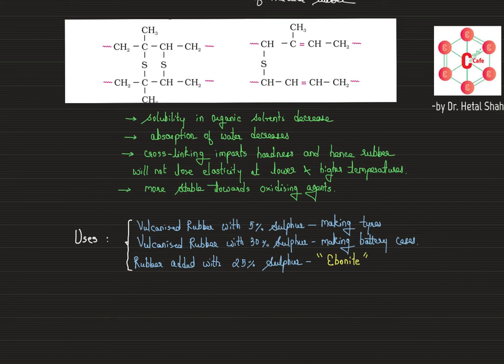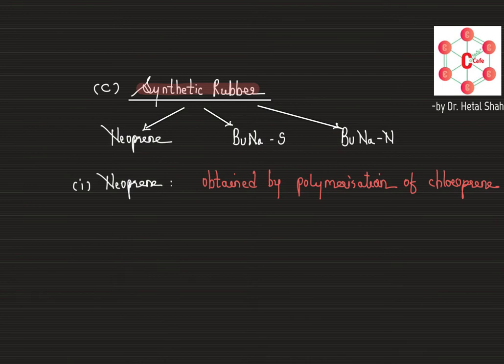The next we do is we move on to synthetic rubber. So let us start with the third category, synthetic rubber. Synthetic rubber is completely man-made, and you have three different types here: Neoprene, Buna-S, and Buna-N. Buna-S and Buna-N, we've already discussed the preparative methods in the previous videos, so we don't consider them now. We would talk only about Neoprene.